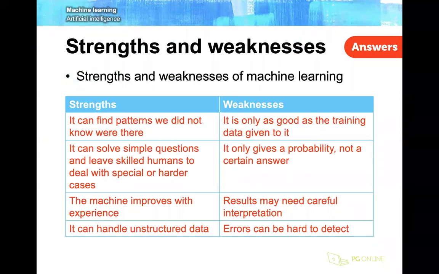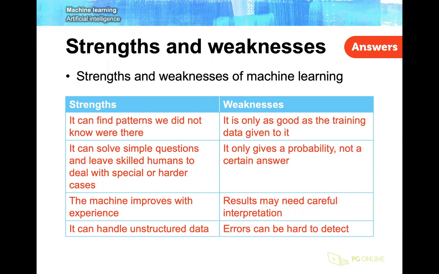Now there's strengths and weaknesses. So the strengths and there's weaknesses. The strengths of machine learning are it can find patterns we did not know that were there. I've already said at the start that machine learning learns from patterns. It can identify patterns, and it could be much better than us because they can process a lot more data than us, much faster as well.